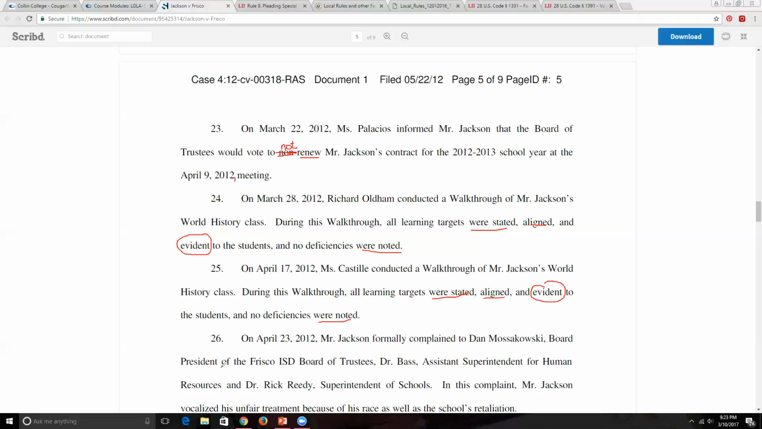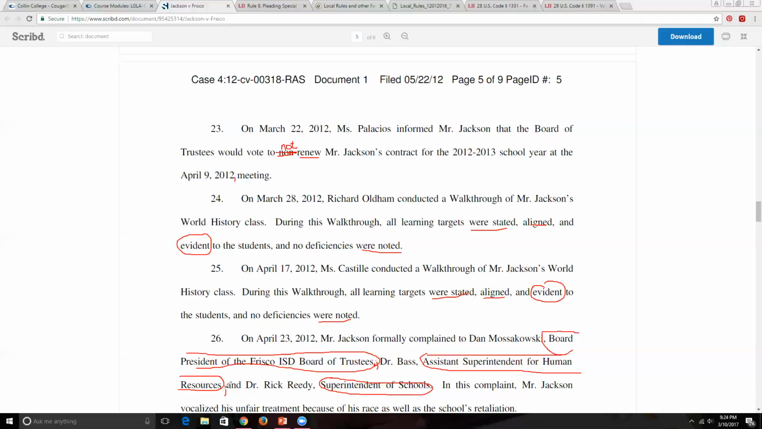A couple of things to note here. This here is a parenthetical relating to Dan. This one is a parenthetical relating to Dr. Bass, and this is a parenthetical relating to Dr. Reedy. It's better in this situation to change this from a comma to a semicolon, and then to change this to a semicolon. They didn't even have a comma there. That helps you see, oh, this is just one unit, and this is one unit, and this is one unit.